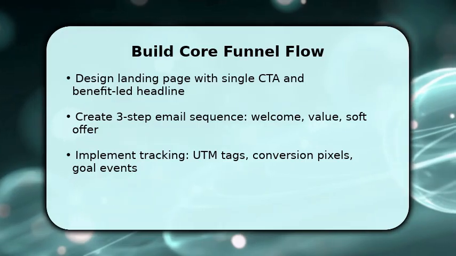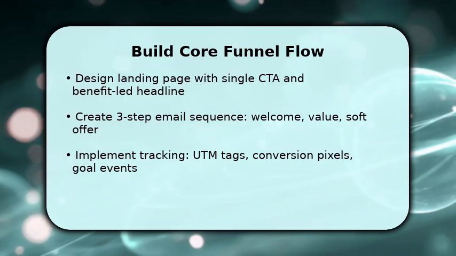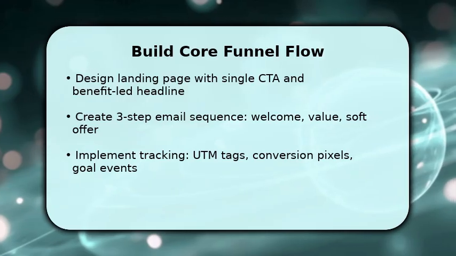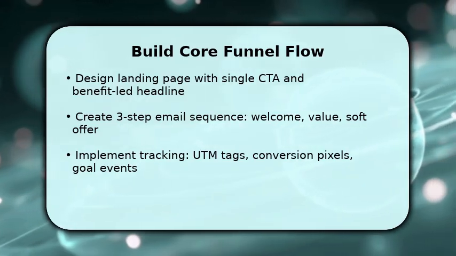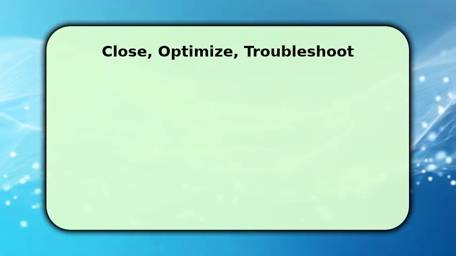Sequence timing affects conversion, so stagger 24-72 hours. Make sure to add UTM tags and conversion pixels to each touchpoint so you can measure what works. Finally, complete the funnel by adding checkout or booking pages and tying payment or scheduling to the confirmation flow.